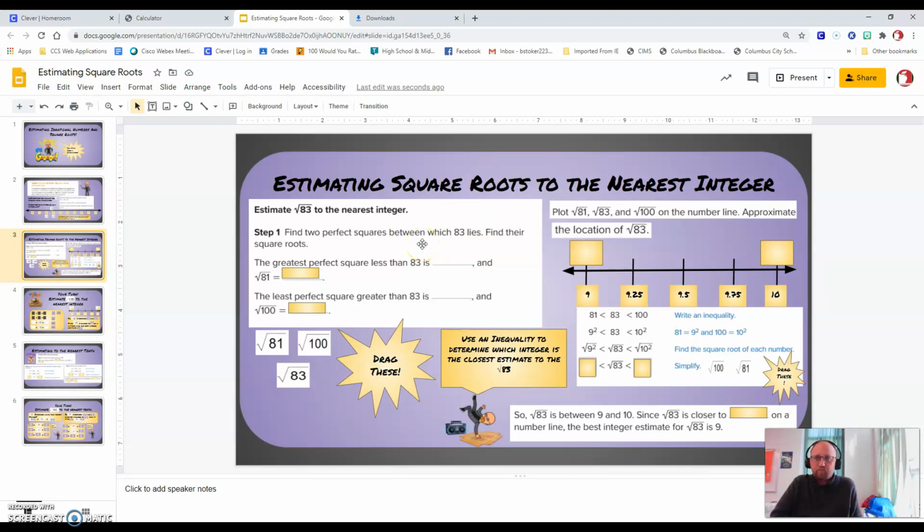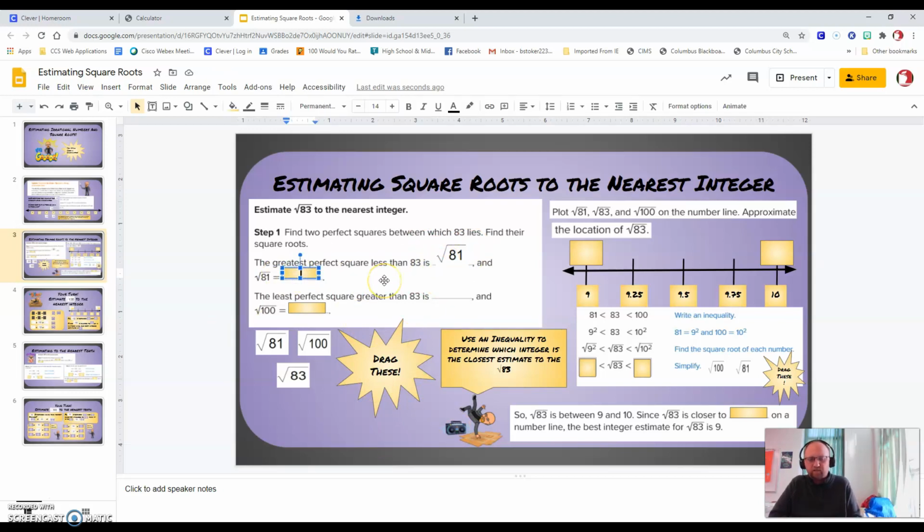Well, if you remember, 9 times 9 is 81. So 81 is a perfect square. And then 10 times 10 is 100. So 100 is a perfect square. So the greatest perfect square that is less than 83, meaning the largest perfect square that's smaller than 83, is 81. I mean, 16's less than 83, but it's not very close to it. Okay? So that's why we're looking here. So 81 is less than 83, and the square root of 81 is 9.